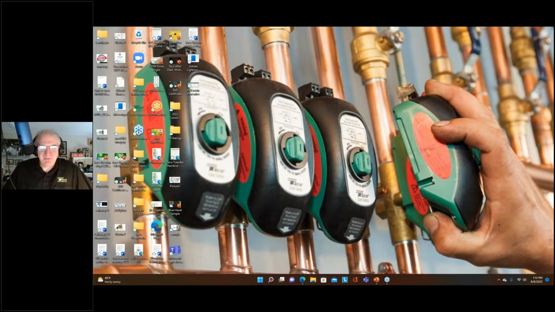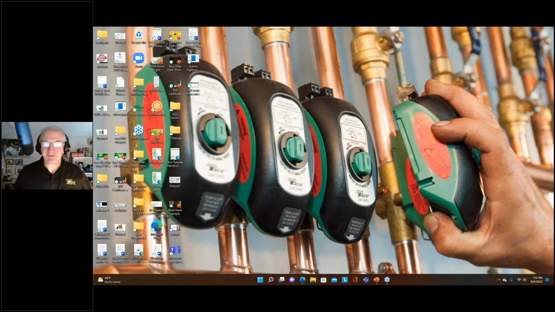Otherwise, the circuit setter is probably going to be your solution here, where you would want to make sure that the flow through both is the same. So you'd have to put two circuit setters on and adjust them till you get the same flow in both. I think that's maybe where you'd want to go with that one, CE, if that answers your question. You can use a single circulator, but you've got to balance the flow.